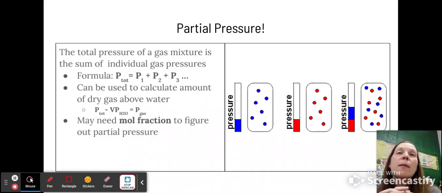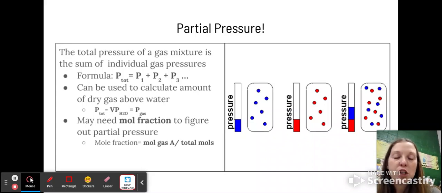Now, sometimes I may give you moles instead of gases, and then you're like, I don't really know what I'm supposed to do with that. You can actually set up what's called a mole fraction to figure out the partial pressure of each individual gas in the system. All you have to have are the total moles, the individual moles, and the total pressure. So a mole fraction is just going to be the moles of whatever gas you're looking at, for example gas A, over the total moles in the system.